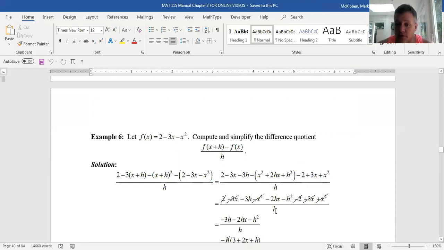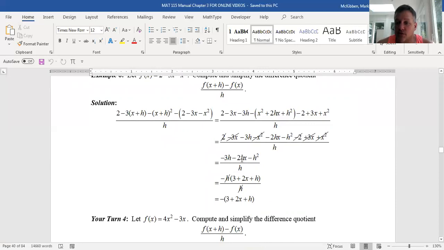Again, don't piddle around with this h down here yet. All right, so we'll know there's a 2 and a negative 2, there's a 3x and a negative 3x, and an x squared and a negative x squared in the top. All those cancel. And the terms that remain are minus 3h, minus 2hx, and minus h squared. Those are the terms that remain in the top, all over h.